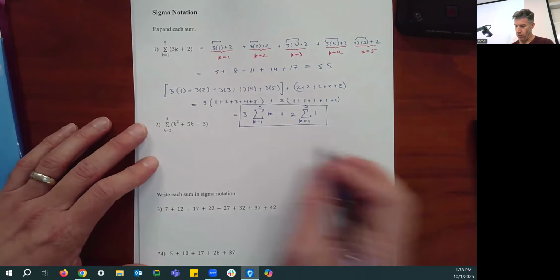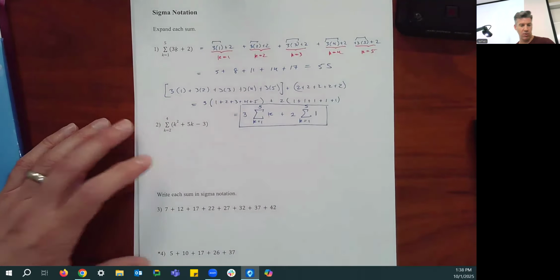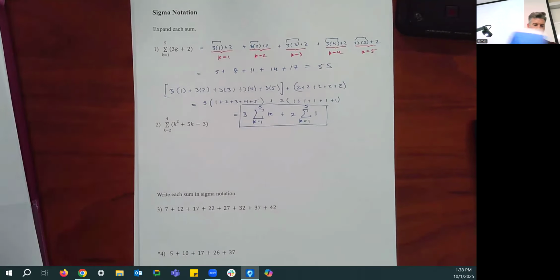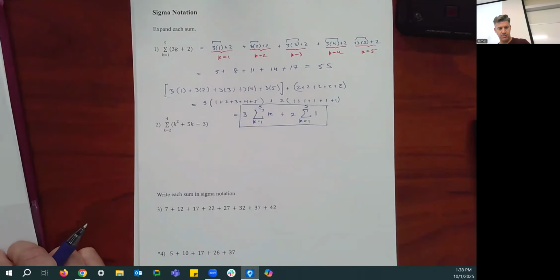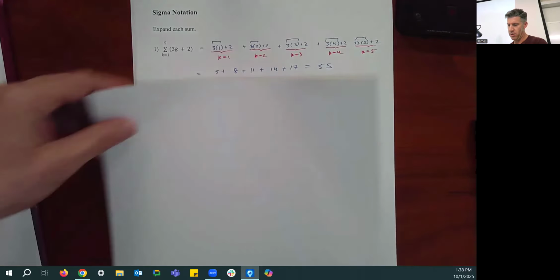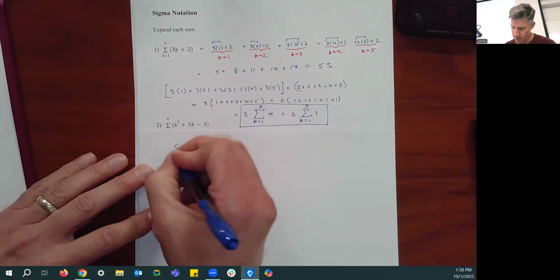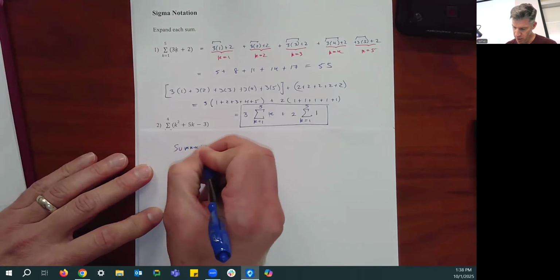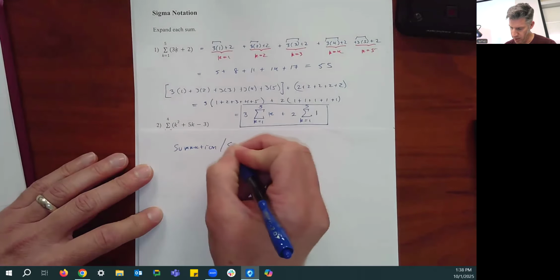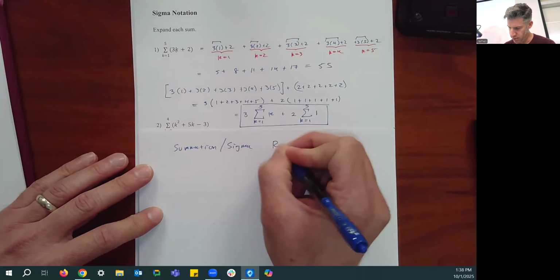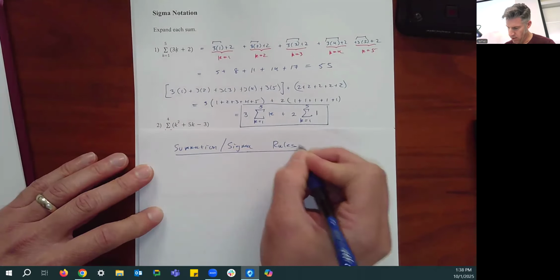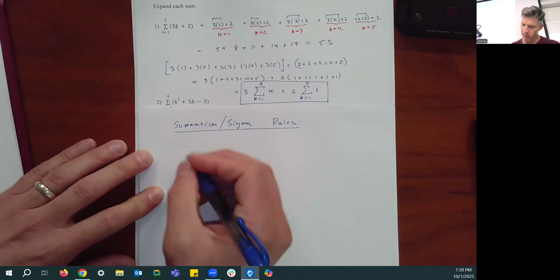So what I really want to point out here is something more general. Let me get some actual paper here. Some summation things to know. Let's go down here. Summation sigma rules. So 2 rules in one, but we'll write them separately.